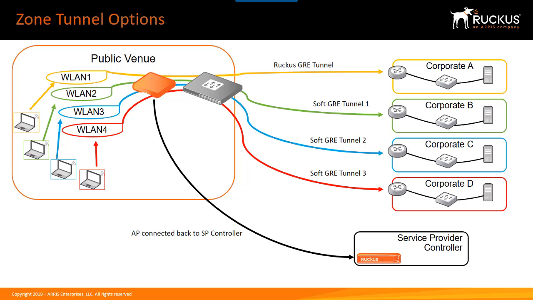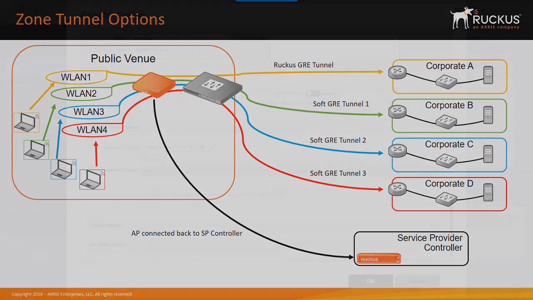So with the SmartZone Network Controller, we have the option of creating 4 tunnels per access point. One of those can be a Ruckus GRE tunnel that'll terminate back to a Ruckus virtual SmartZone data plane. And then we have 3 soft GRE tunnels available to us that we can branch off 3 other WLANs, or more than 3 WLANs, to those different company networks. So again, we're showing an example here of a single WLAN going to a single company, but multiple WLANs can all tunnel back to one of these soft GRE tunnels or this Ruckus GRE tunnel. So there's some flexibility there.